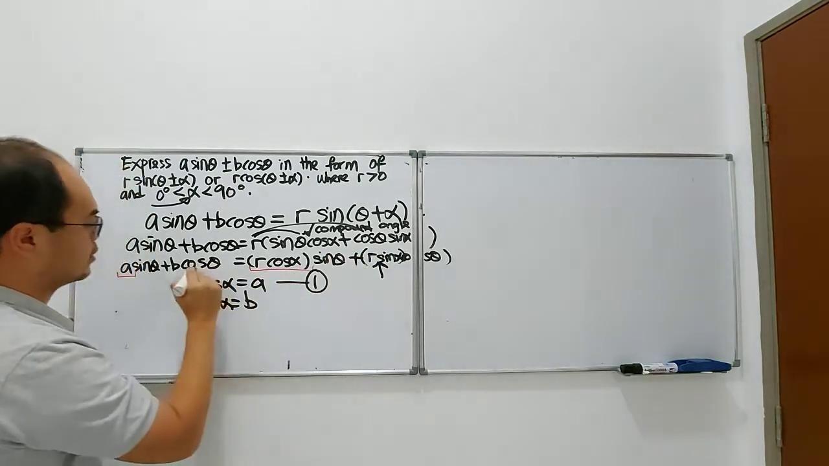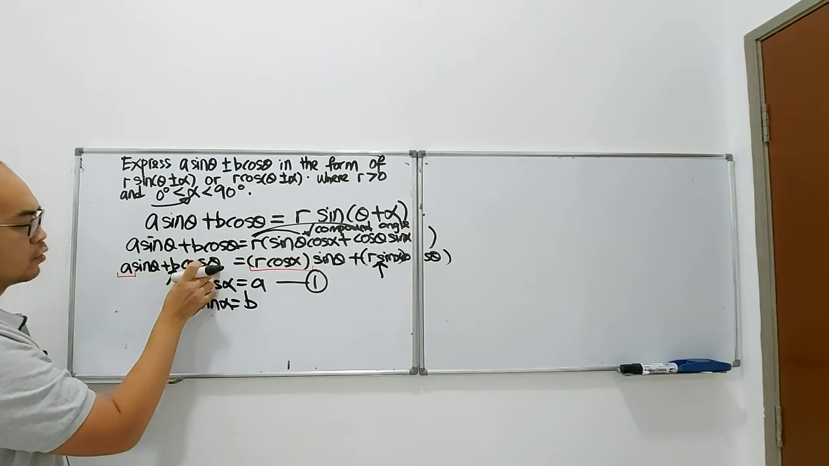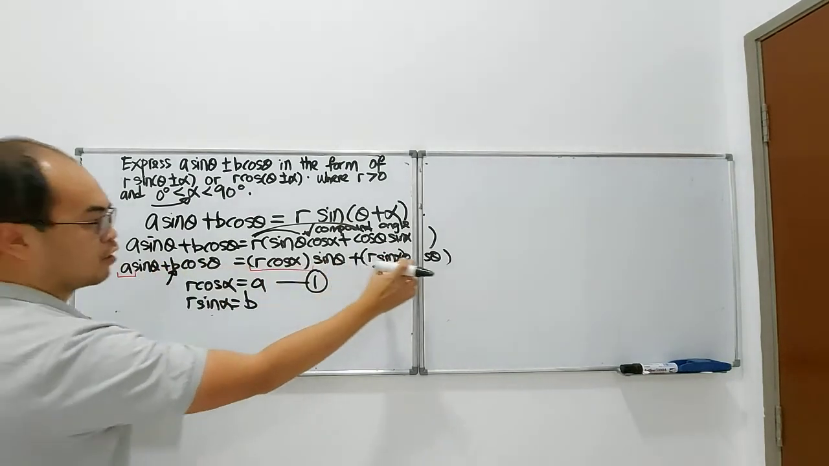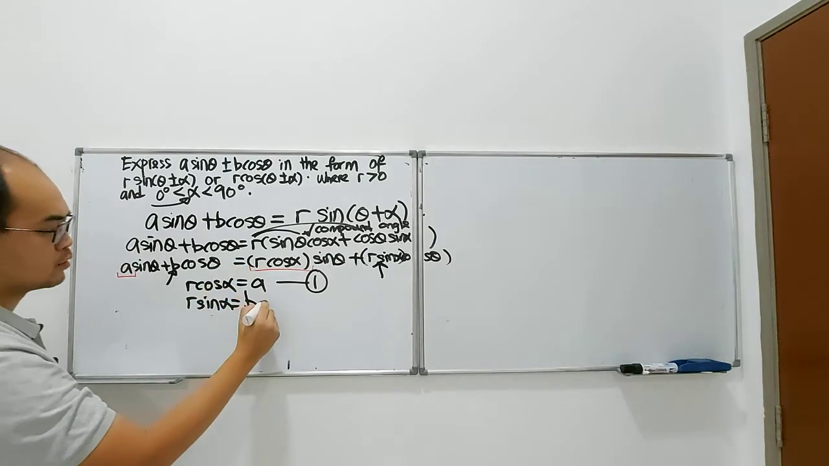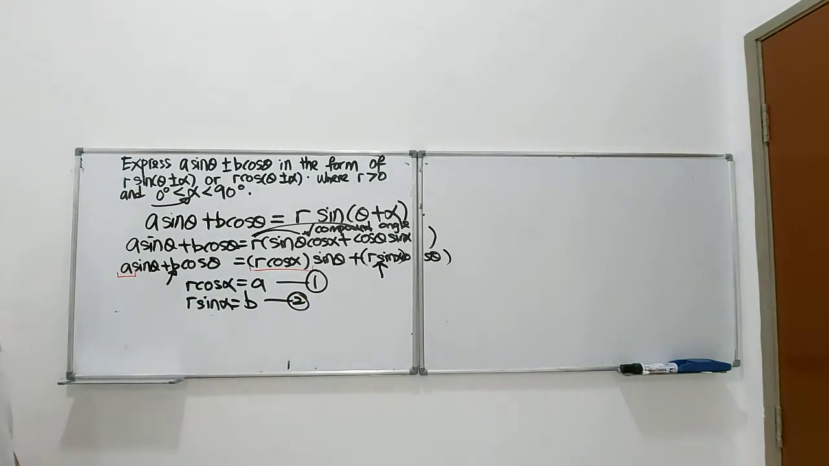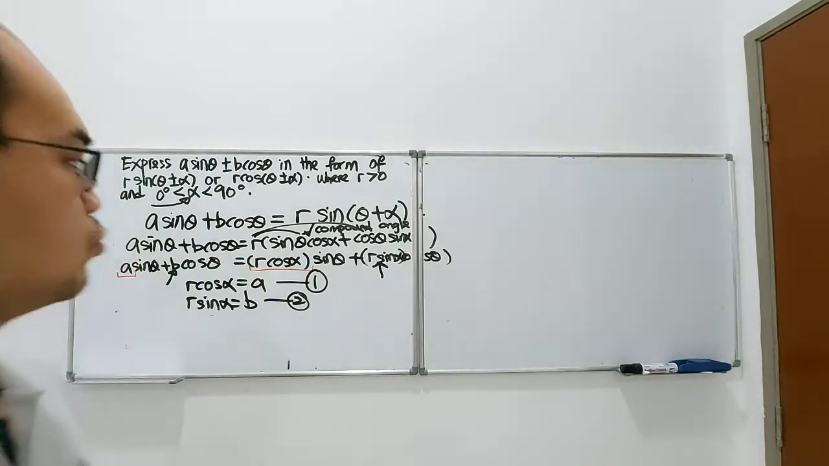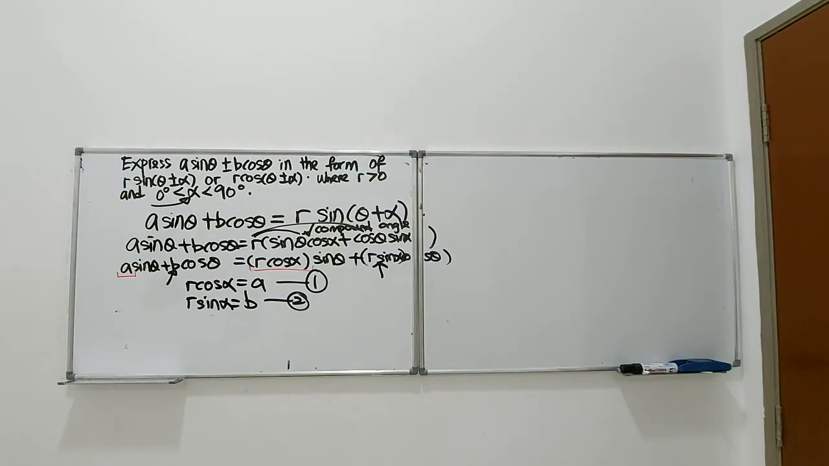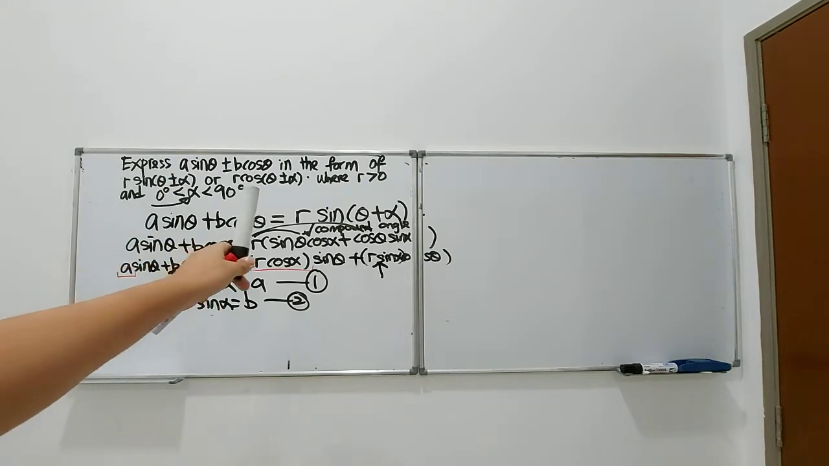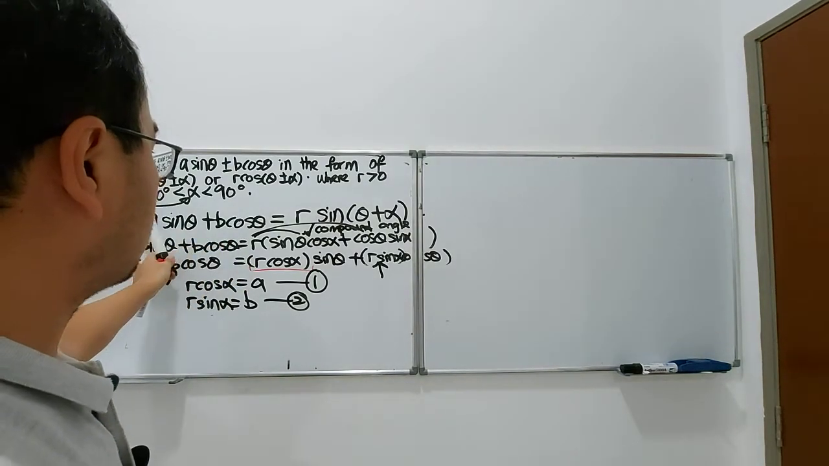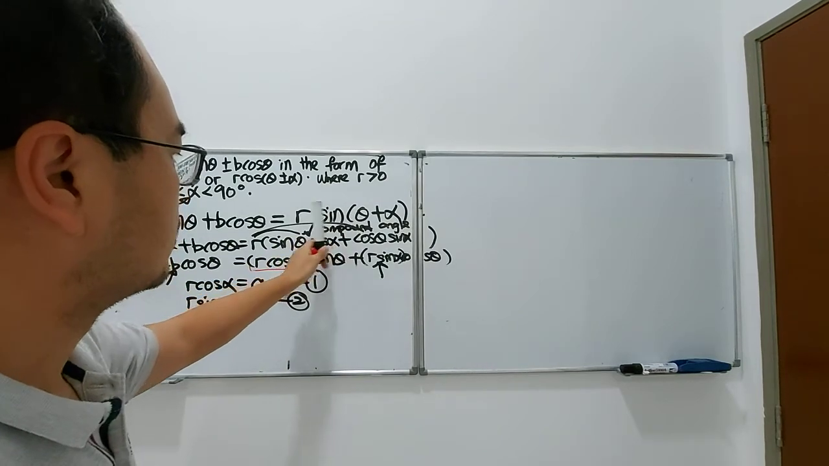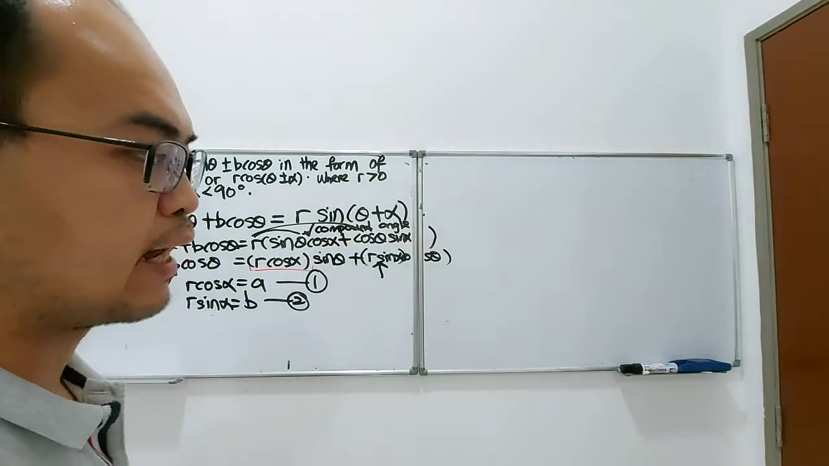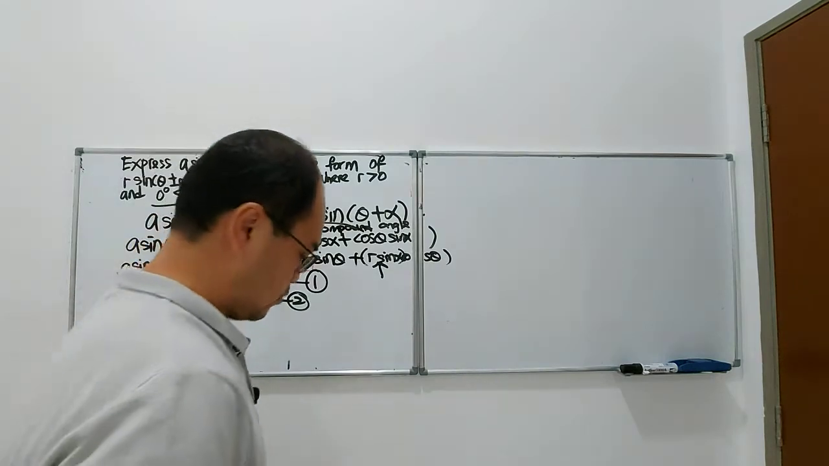The coefficients for cos theta must be the same because it's an equation, so r sine alpha equals b, this is number 2. I've got these two equations. Remember, my objective for this part is to find the value of r. I need to express this in this form, so theta is the variable, and r and alpha are the constants that I'm going to find.